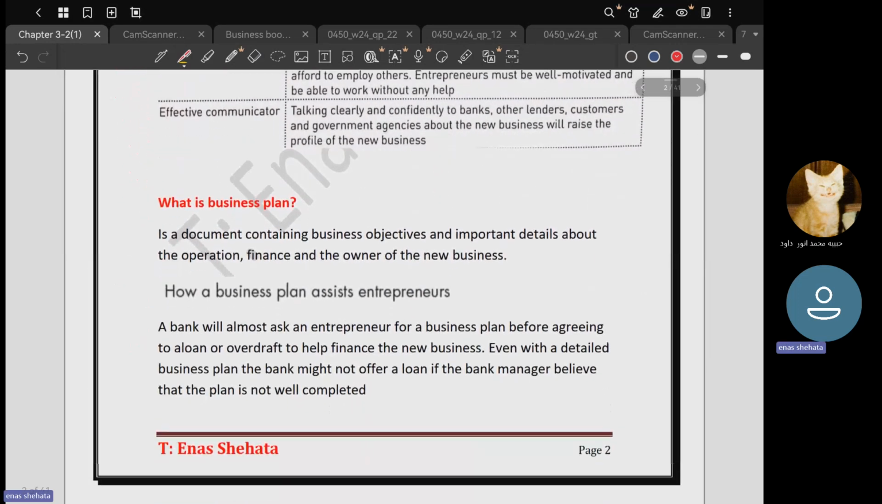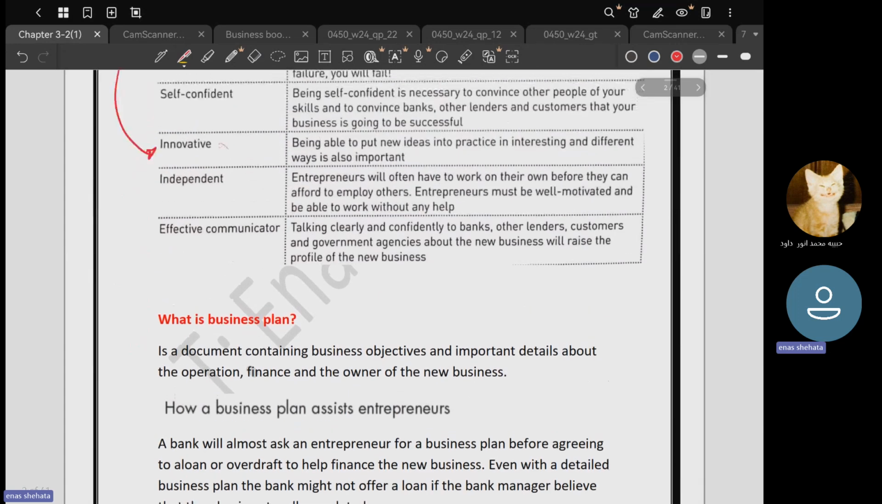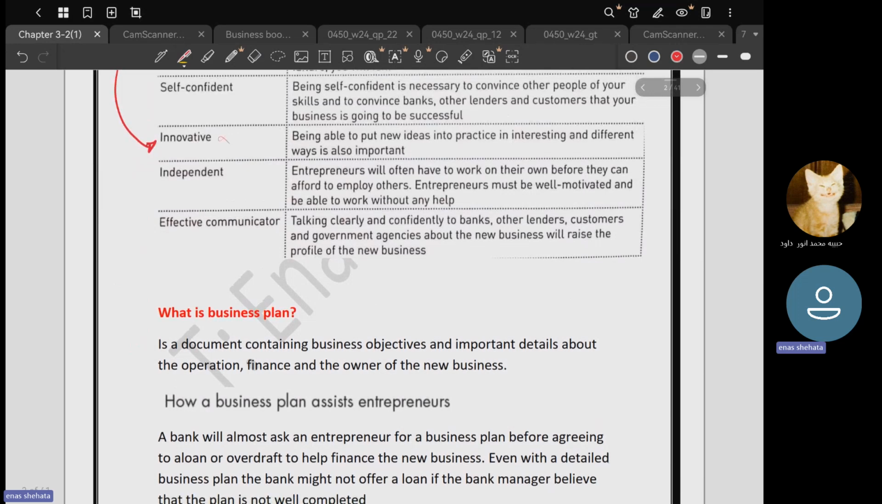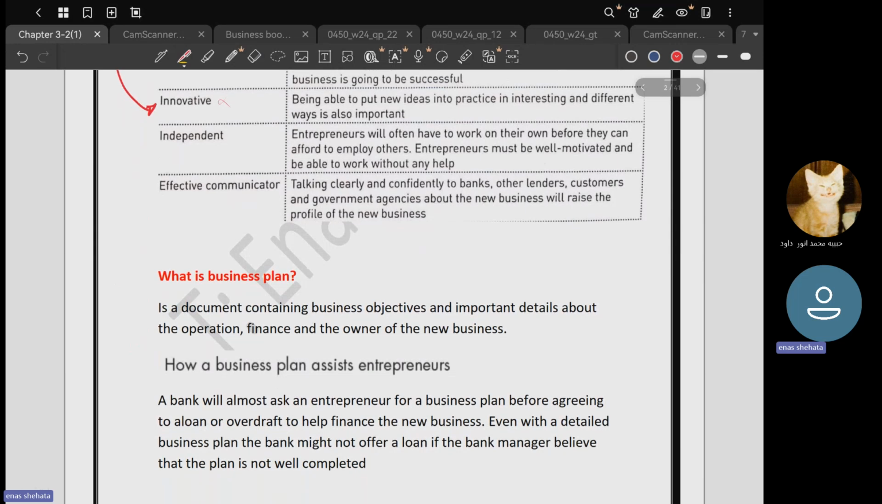After you decide to open a business and you have all these characteristics, alhamdulillah, you find that you have all these characteristics. So in this stage, you start to make something called a business plan. What's a business plan? A business plan is a document where you put everything about your business. So if anyone wants to understand anything about your business, you give him this business plan and everything is stated in this business plan.